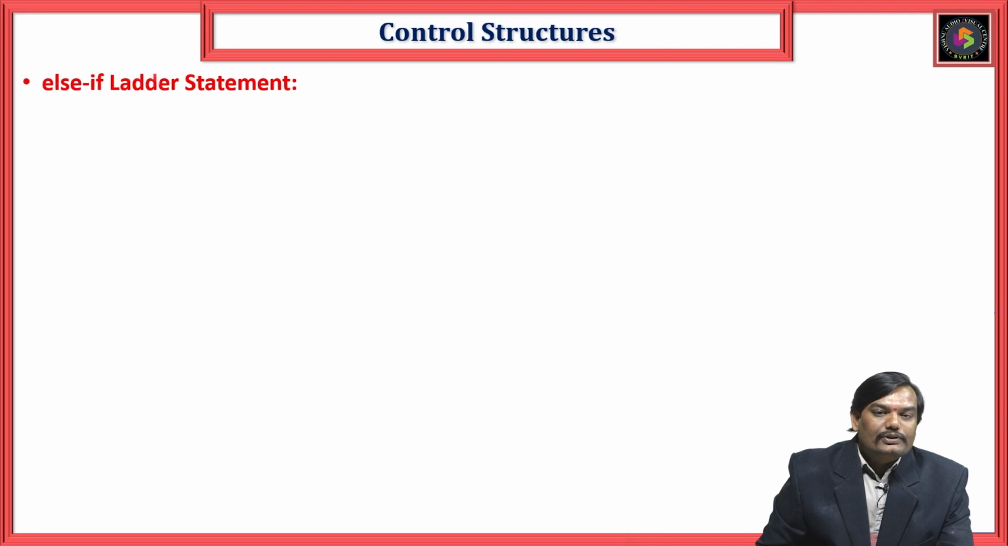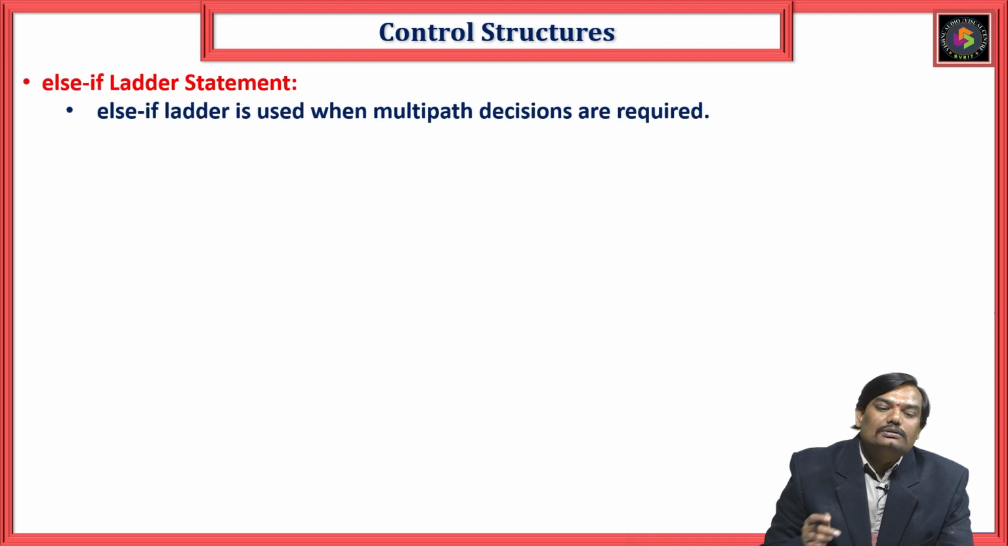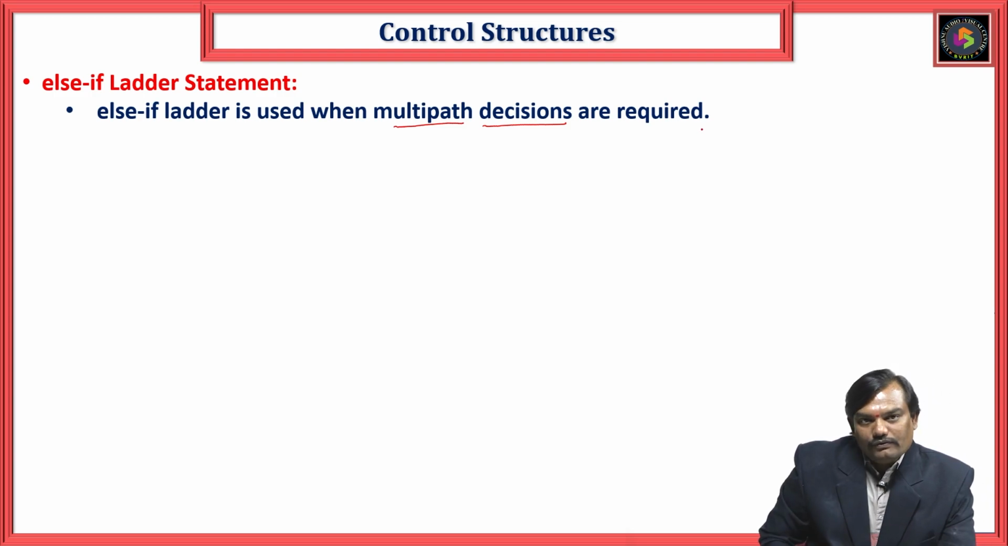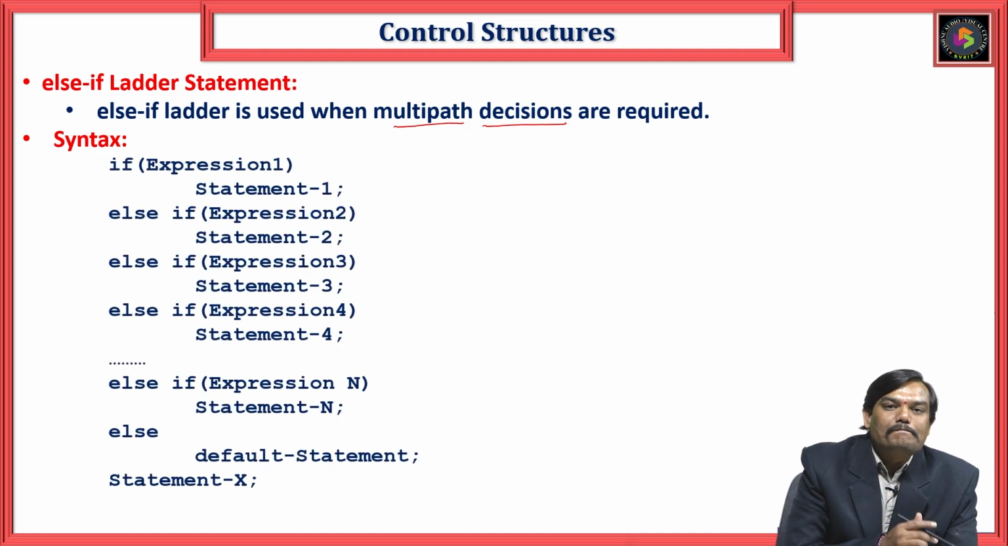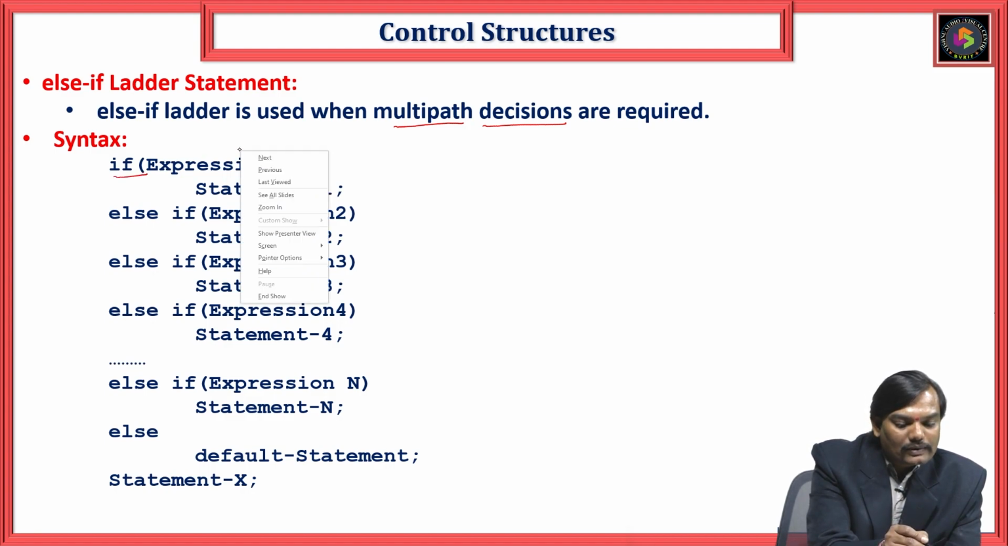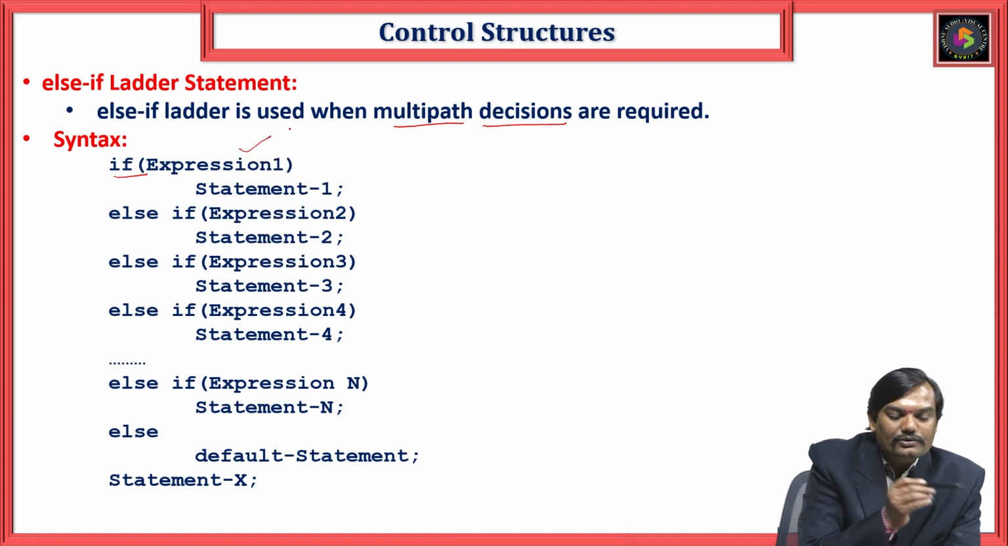What is the purpose of using the else-if ladder statement? The else-if ladder statement is used whenever we require to check multi-path decisions. So when a program has to take a multi-path decision, we make use of the else-if ladder. To use this statement in the program, we have to follow the syntax. If we observe this syntax, we use an if statement, which will evaluate the first expression.